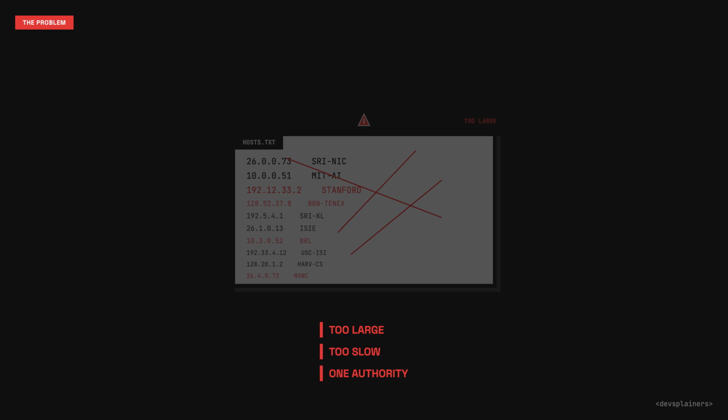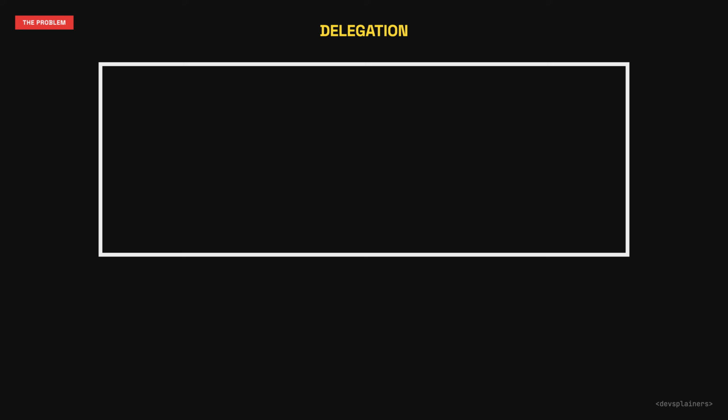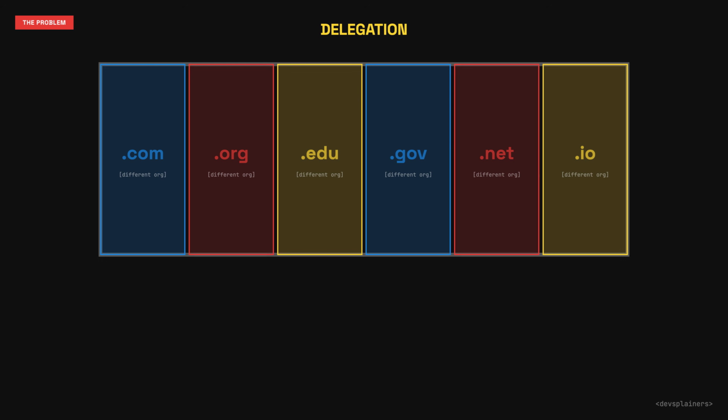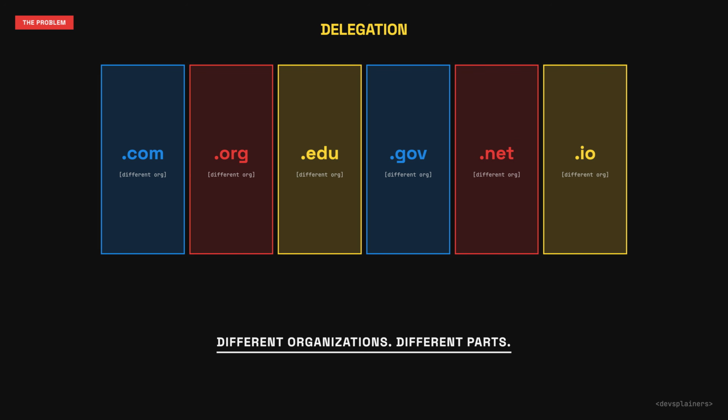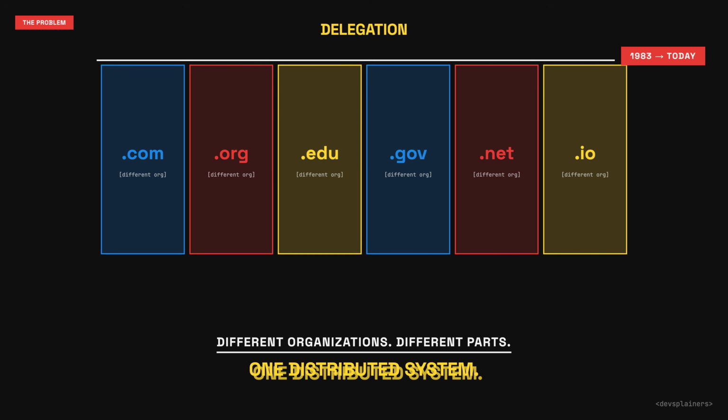So, DNS replaced it with one idea: delegation. Instead of one file, break the internet into zones. Let different organizations control different parts and stitch it all together into a distributed system. That system still powers the internet today.